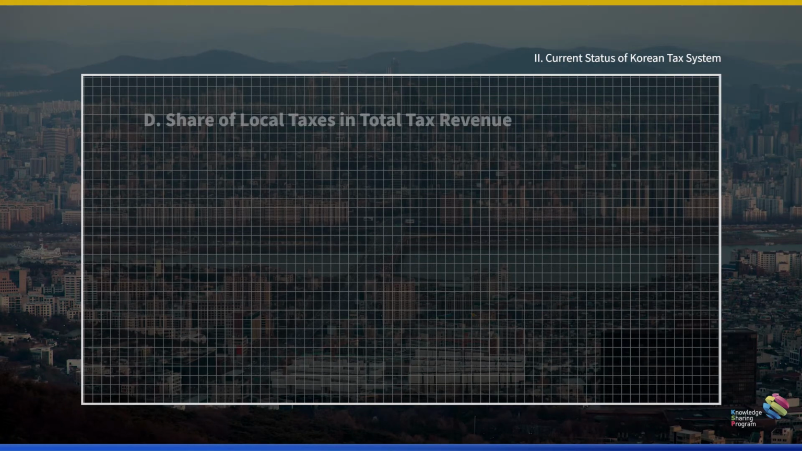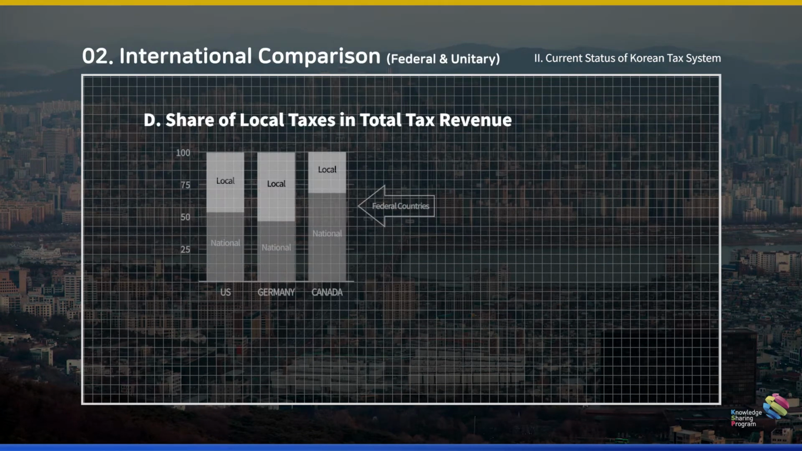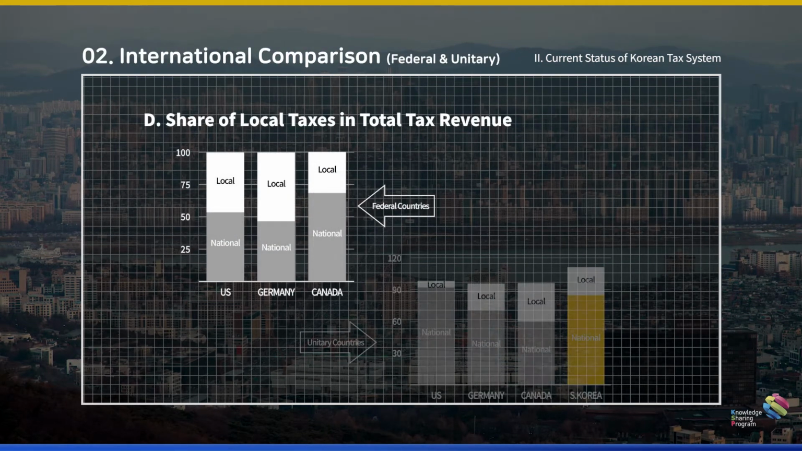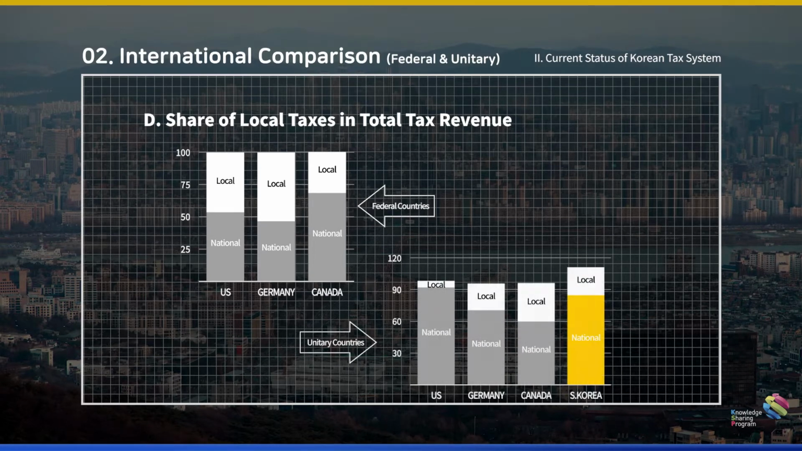In terms of the share of local taxes in total tax revenue, among the OECD countries, federal countries tend to demonstrate stronger independent financial authority compared to the unitary countries, and this contributes to the relatively larger share of local tax among the federal ones. Since Korea is a unitary country, it shows a relatively lower share of local tax in the total tax revenue.